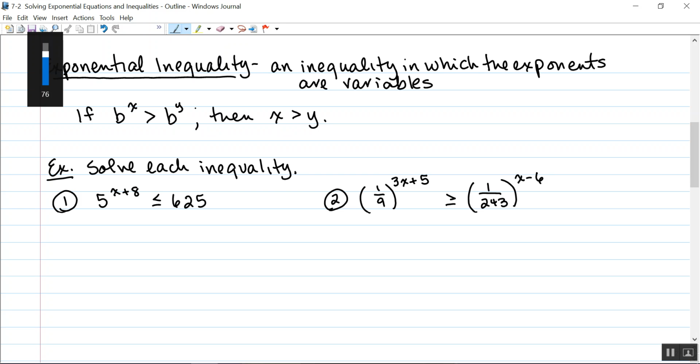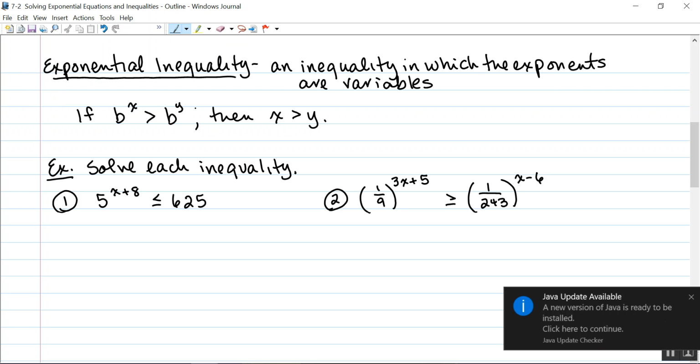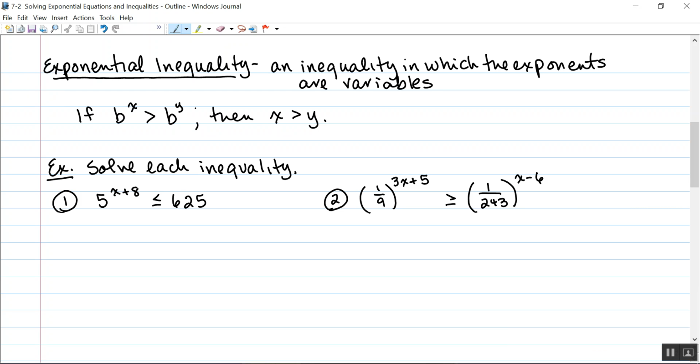5 raised to the power of x plus 8 is less than or equal to 625. I don't have to rewrite the left-hand side because I think my base is going to be 5. 625 is 5 to the 4th power, and now I can just pull off the exponents. x plus 8 is less than or equal to 4, or x is less than or equal to negative 4.